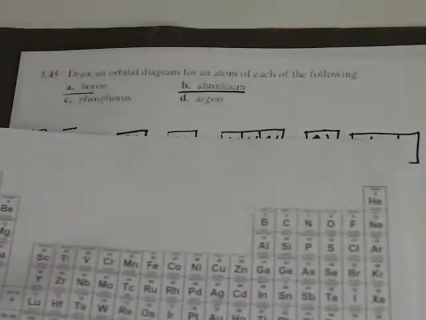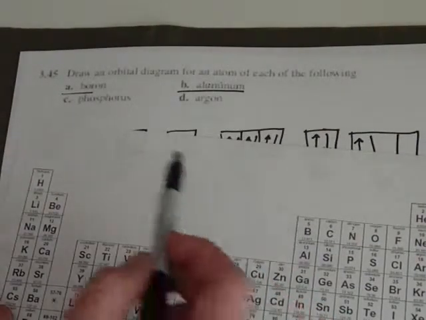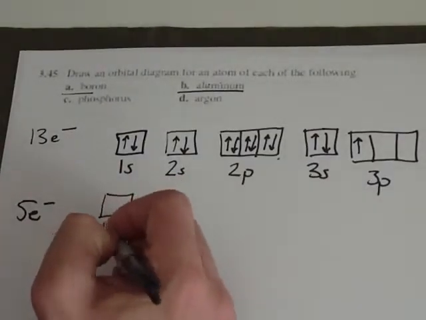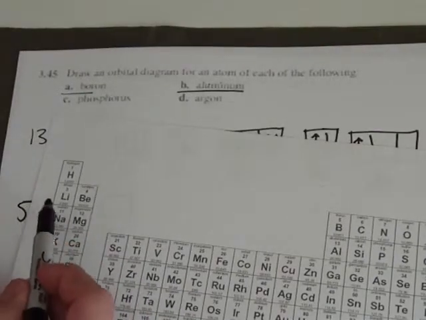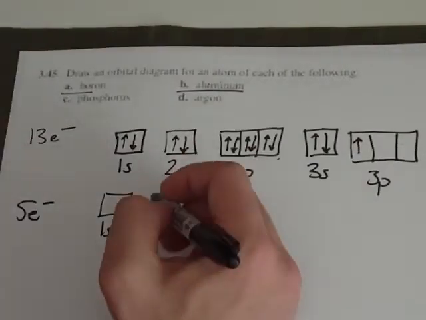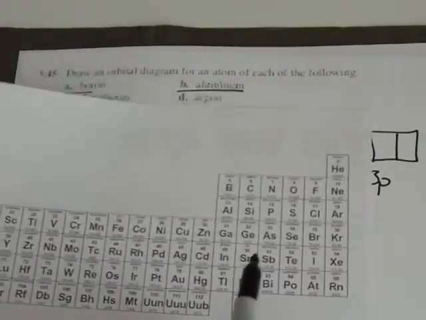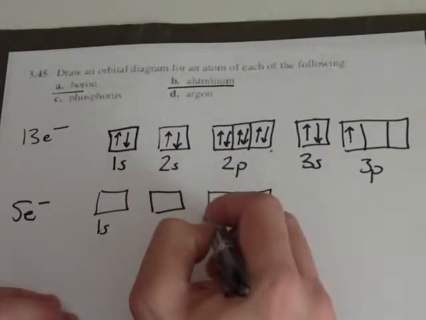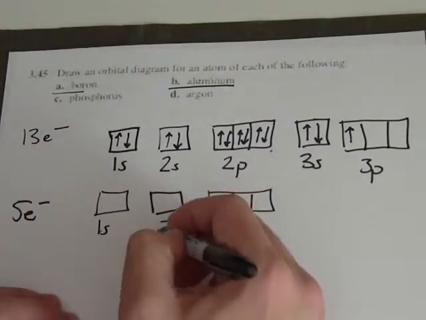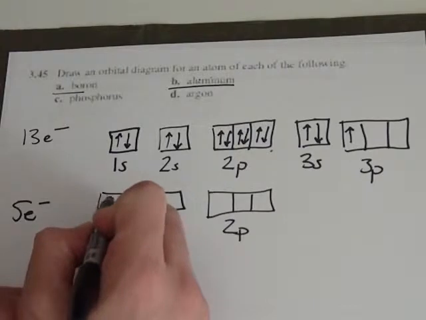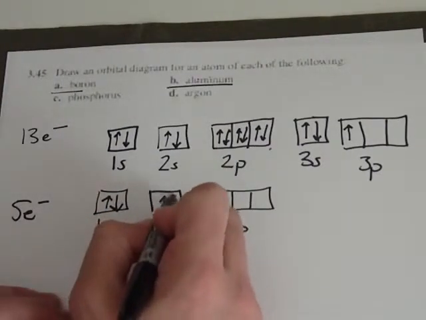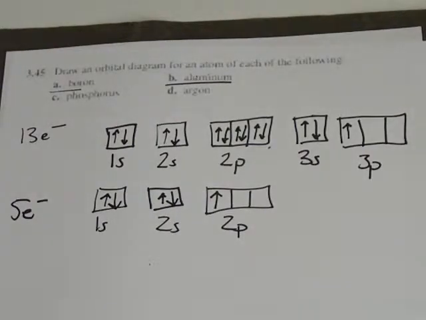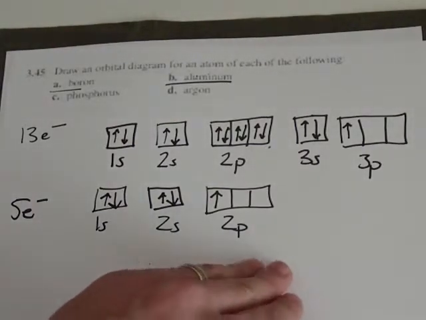So boron's here, so we need to fill up our 1s, then it's going to go to the 2s, then we go to the 2p. And so single, double, single, double, single. And then that's about it. That's how you work through these orbital diagrams.